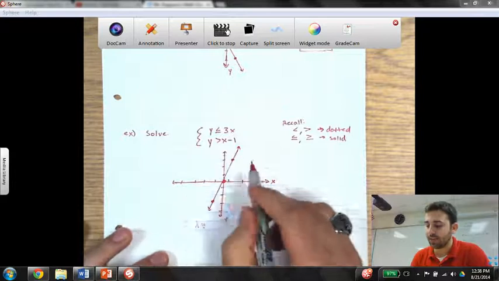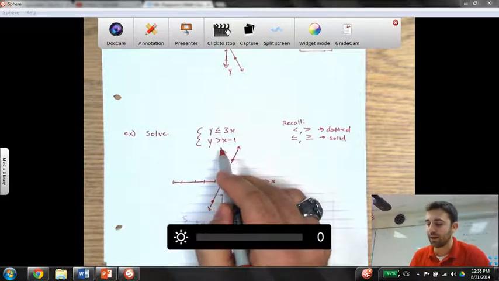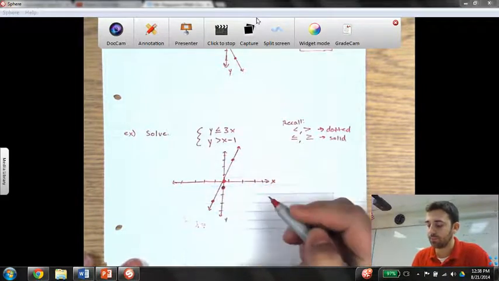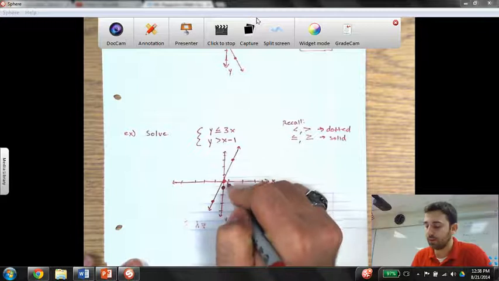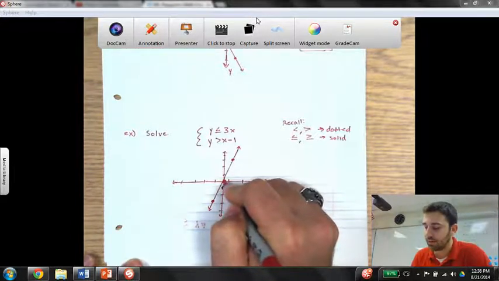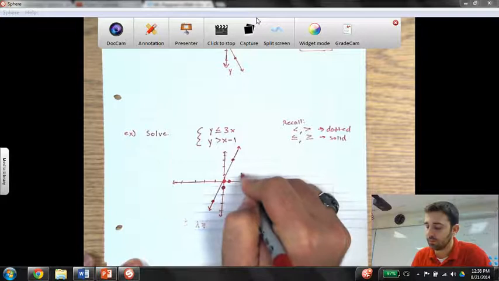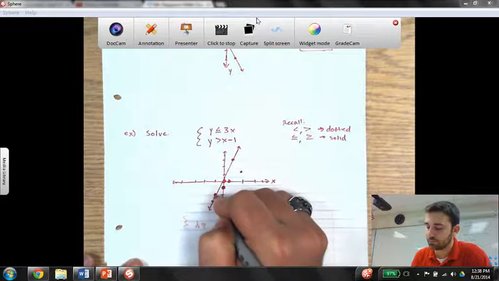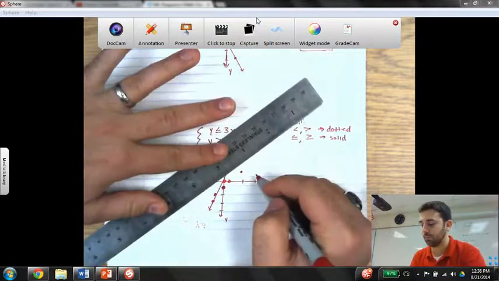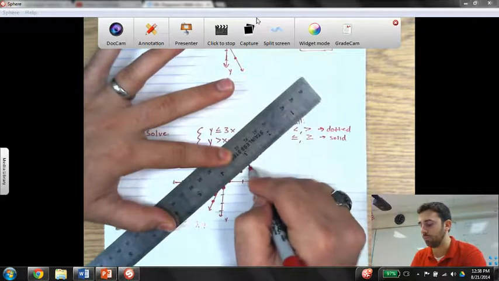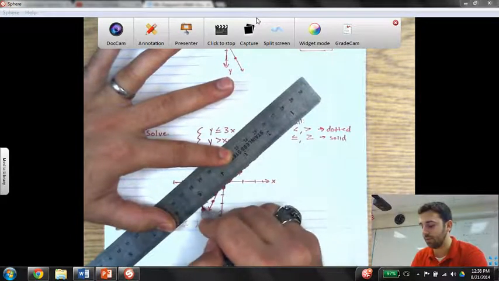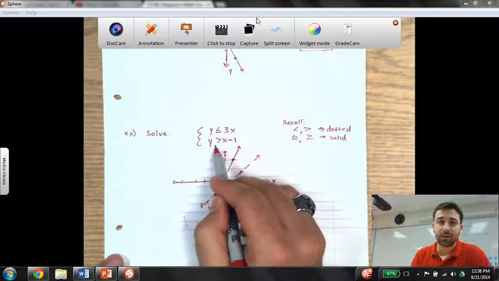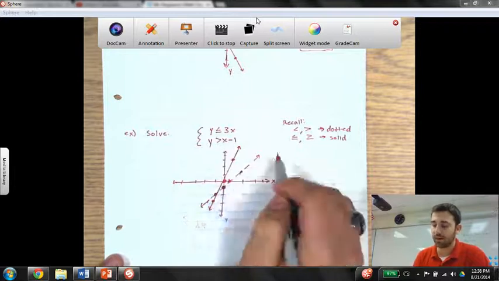For this next one, I want to graph y is greater than x minus 1. I have an intercept of -1, and I have a slope of +1. So rise 1, run 1. Now remember, when it's just less than or greater than, we use a dotted line. So since there's not an or equal to part of my inequality, I have a dotted line.